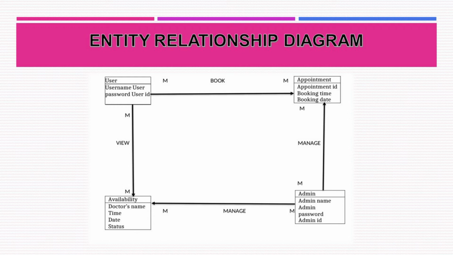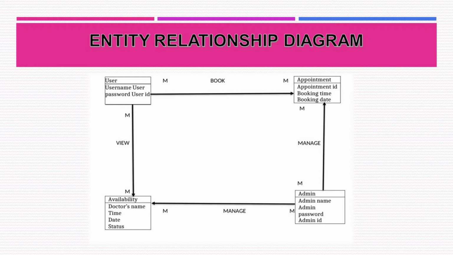The ERD diagram. The diagram consists of four entities, which are user, appointment, availability, and admin. For user, it consists of three attributes. First, username, which is a string that acts as the primary key. Second is user password, an integer, and last one, user ID, also an integer.